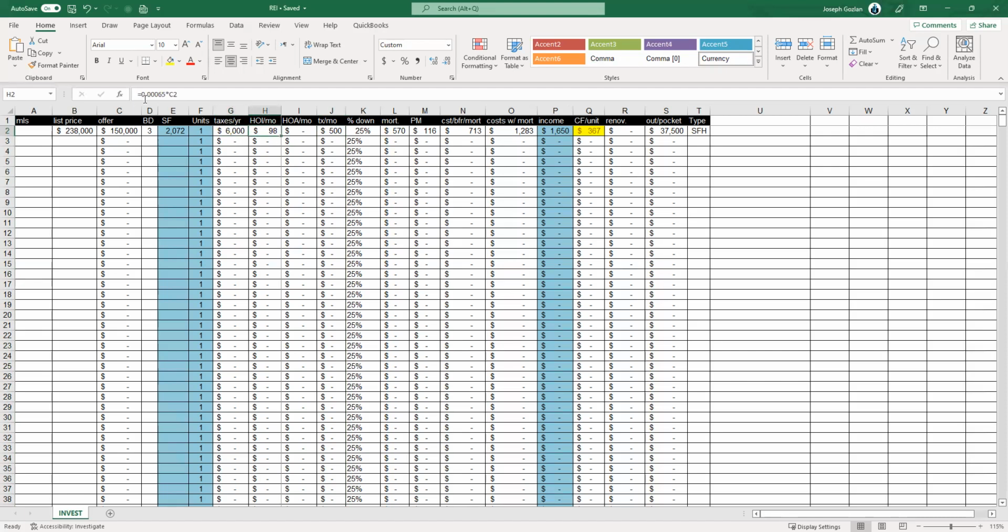Homeowner insurance, I have a formula here. Everything went up, so it probably should upgrade that formula. But that's going to be the next kind of big expense.